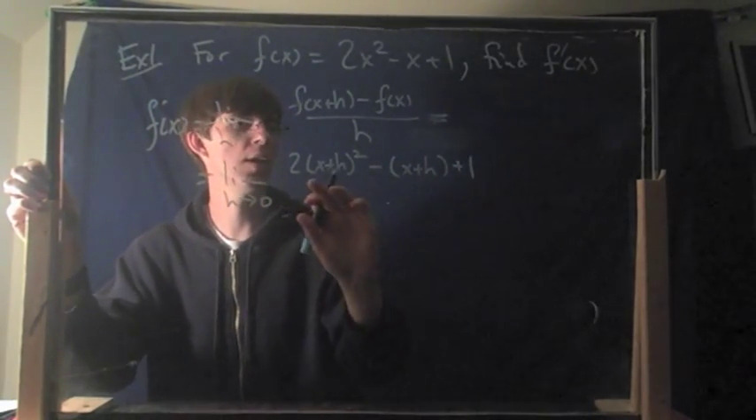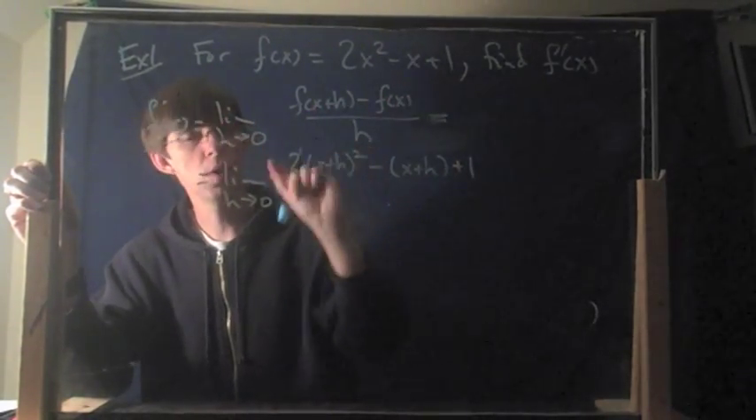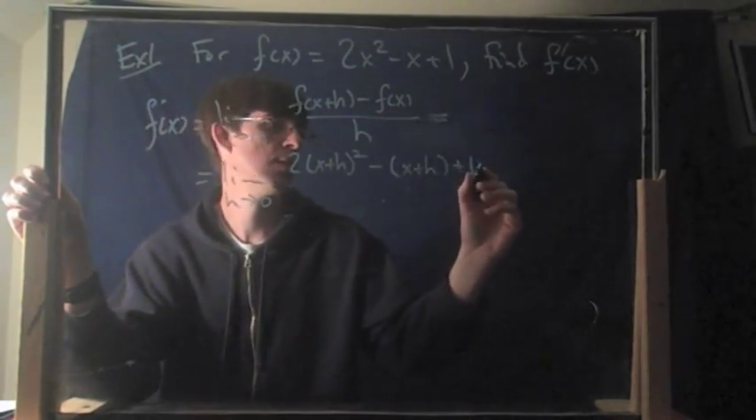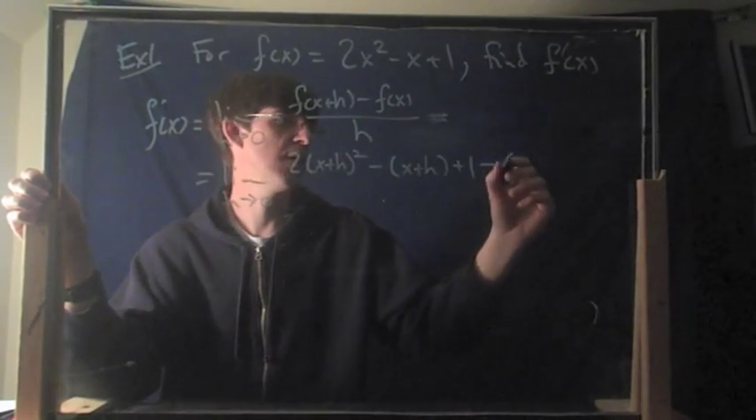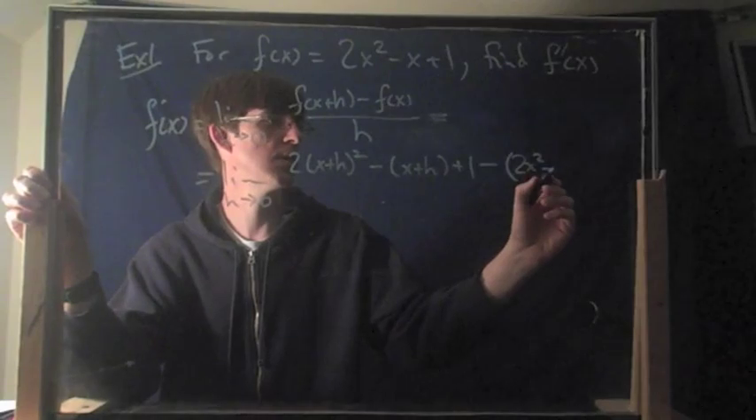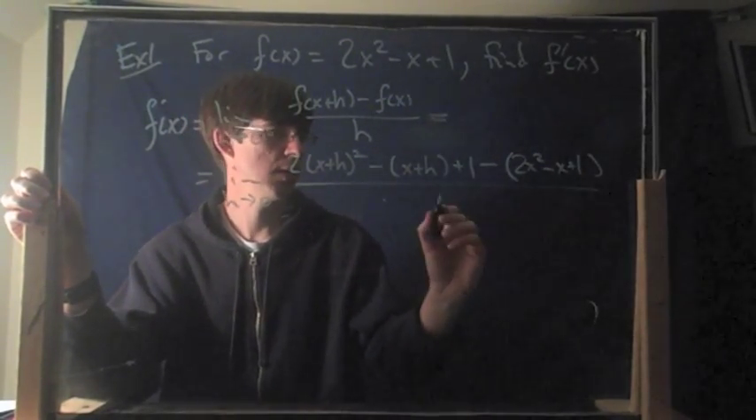Plus 1. All of this I plugged in here. That was all f of x plus h. Now I go minus f of x, which is exactly as written. Again, you're going to need parentheses here because the minus sign is going to have to distribute. But it looks like this. And then divided by h.